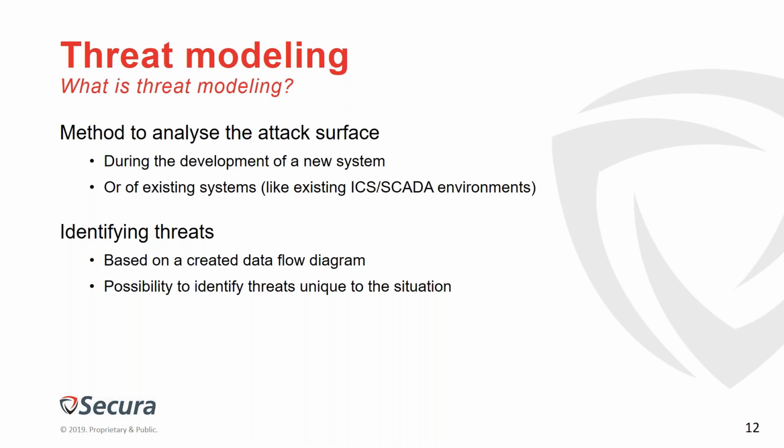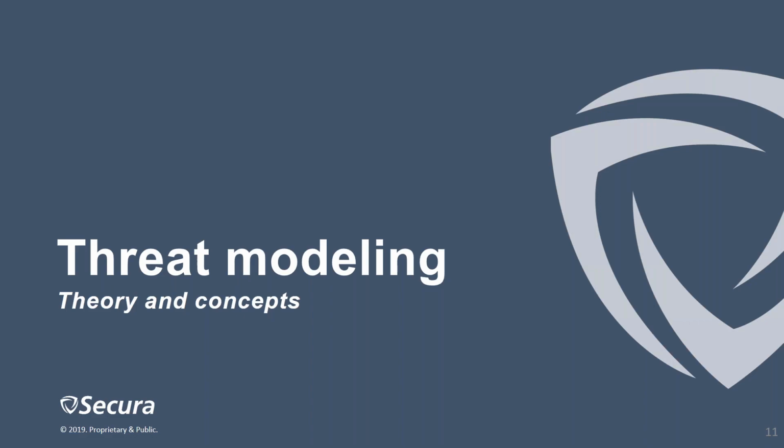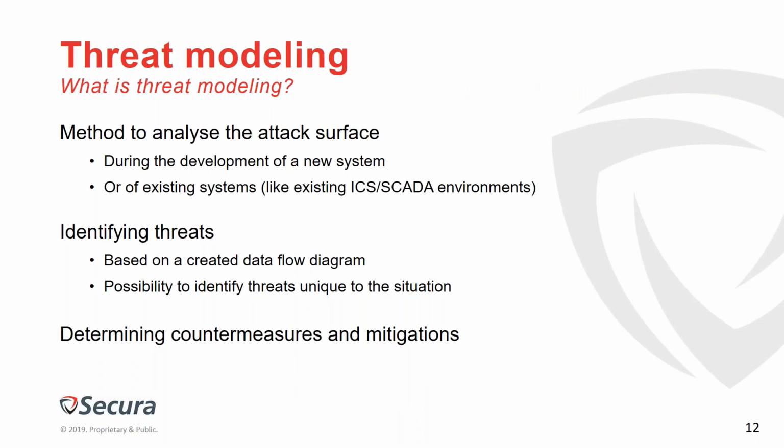What I really like about it as well is that it allows you to identify threats that are unique to the situation. These are not, like in the Equifax case, known vulnerabilities that you can just take out of a book and check off to see whether you are vulnerable or not, because often it's the combination of different threats that can result in a large vulnerability. Often in information security, 1 plus 1 can be 100 together. And like in the Equifax case, 1 plus 1 plus 1, like 4, can be 147 million together. Yes, and as the final step, it allows you to determine which countermeasures and mitigations you should take.